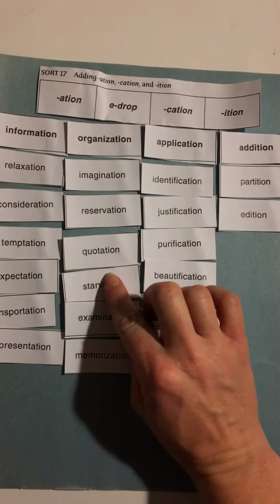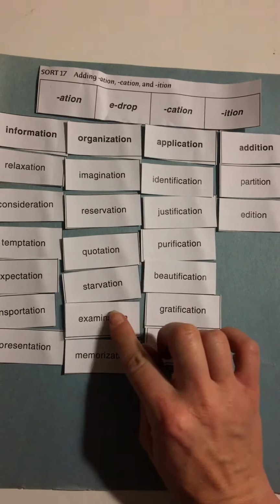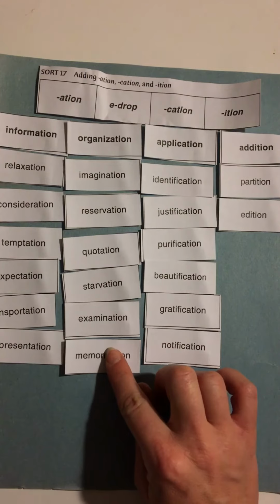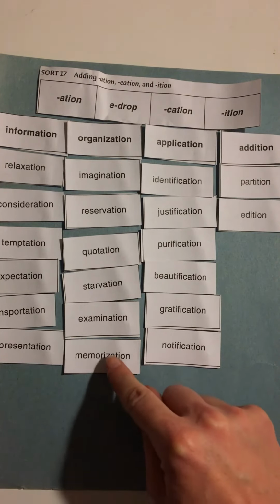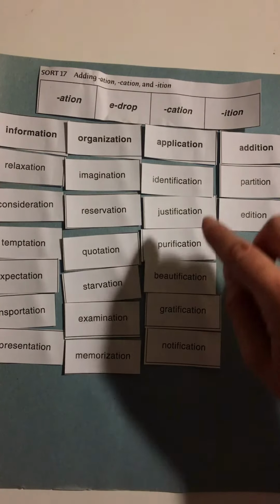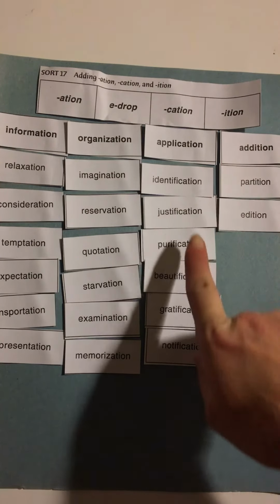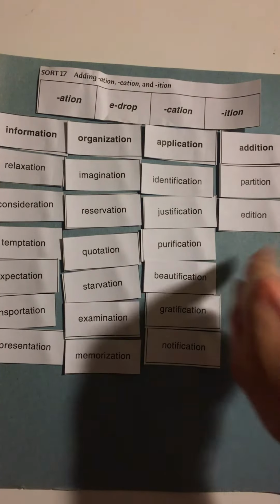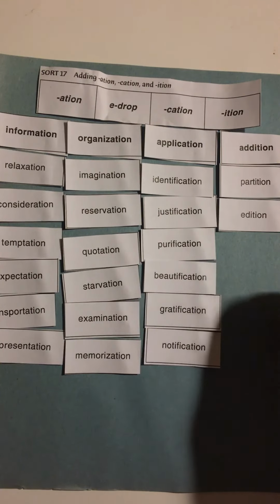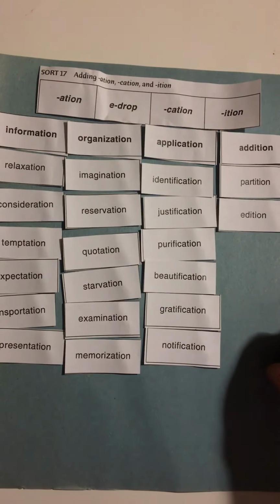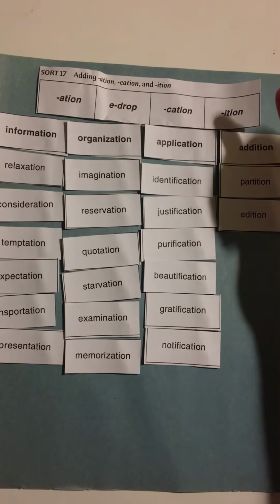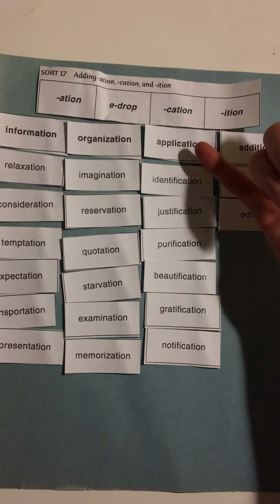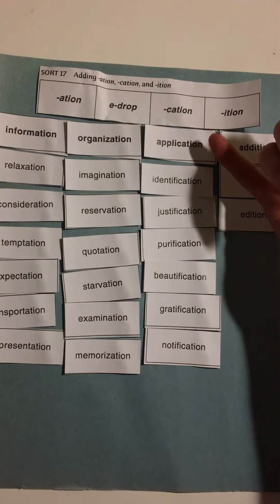Quote, starve, examine, memory would really be a y. That one has the y changed to i there. Okay, so this one all have cation and ition. You can hear the difference there, so you do have that clue at least when you're trying to figure out how to spell them. So something interesting to notice here, think about the base word in these cation words.